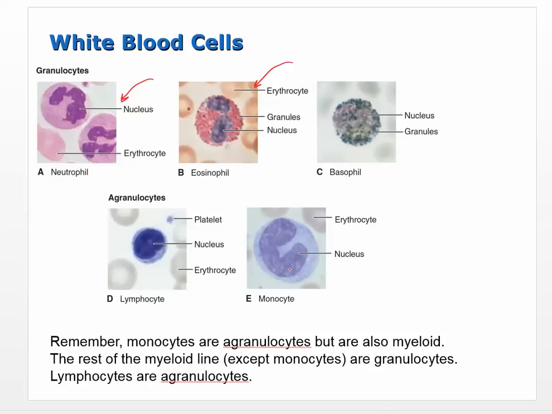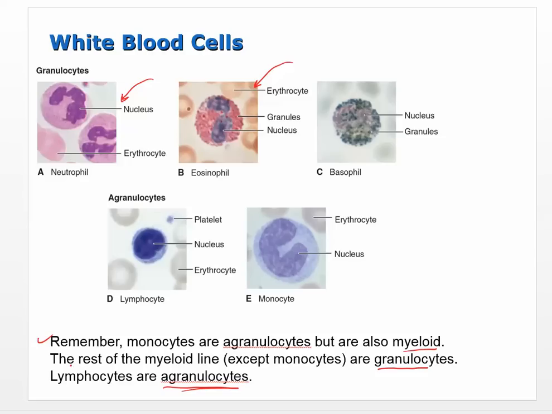We expect to see them look like this, but then they don't. Okay. All right. So okay, I mentioned this before. Remember, monocytes are agranulocytes. Okay, so they kind of get in that category with the lymphocytes, but they're not lymphocytes. They're myeloid. Okay, the rest of the myeloid line, except monocytes, are granulocytes, and lymphocytes are agranulocytes.